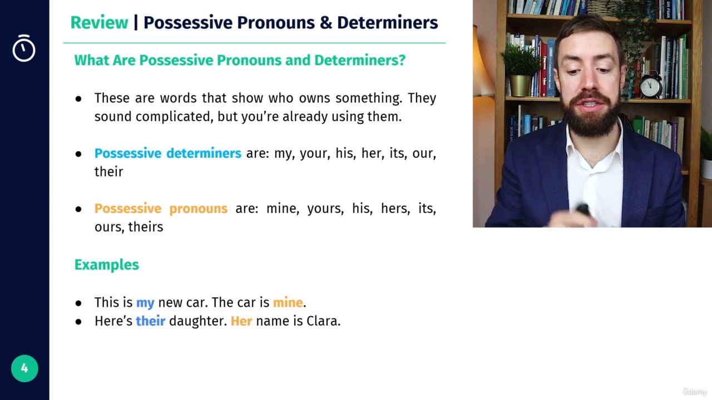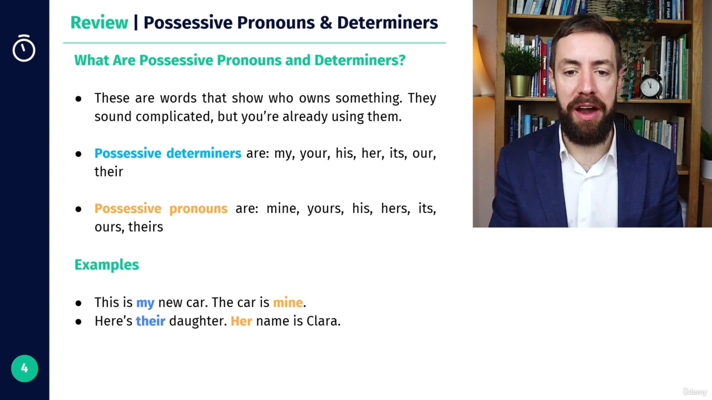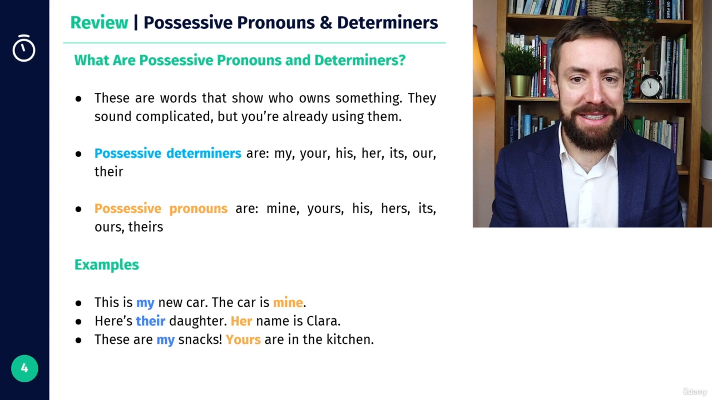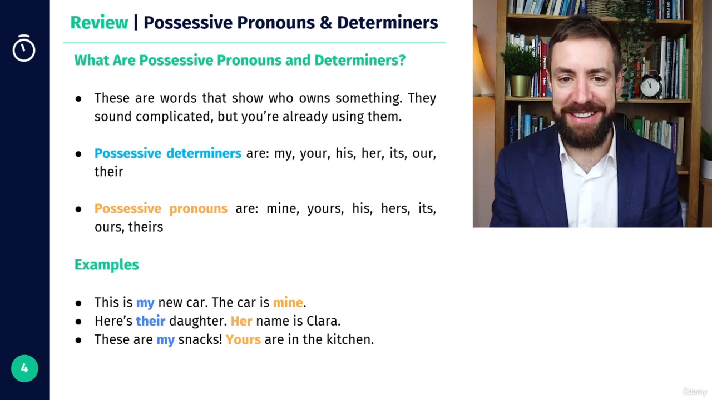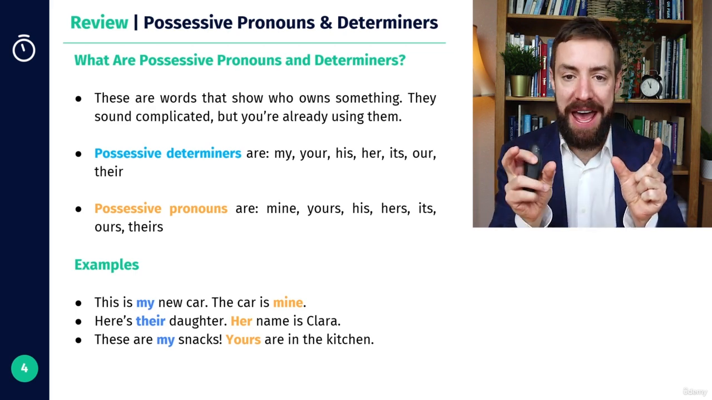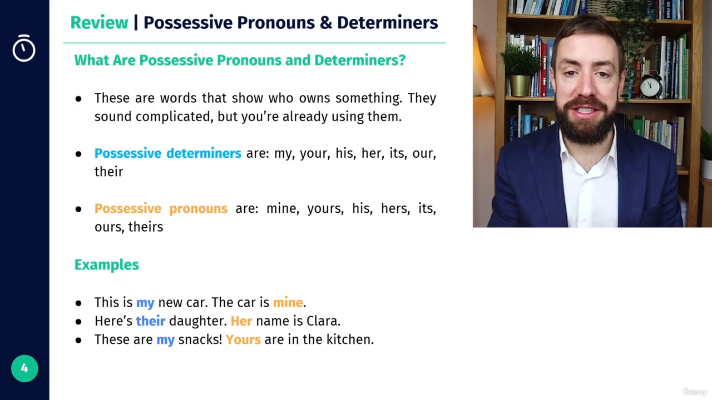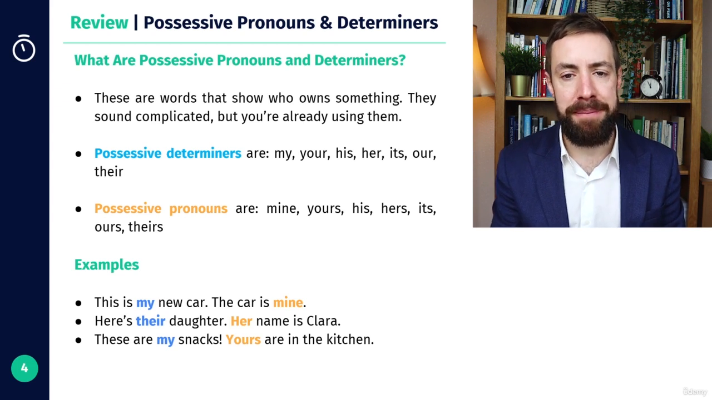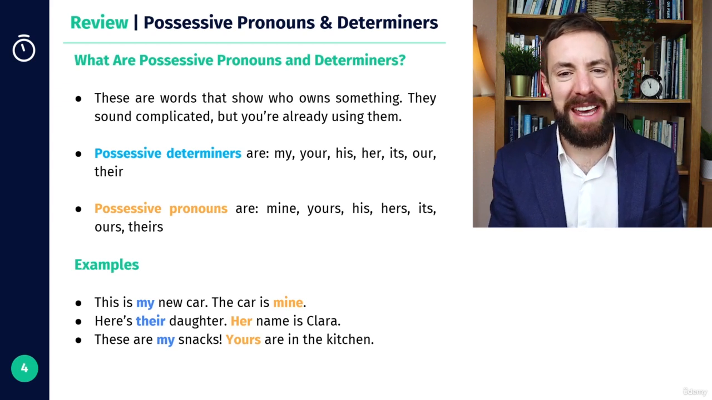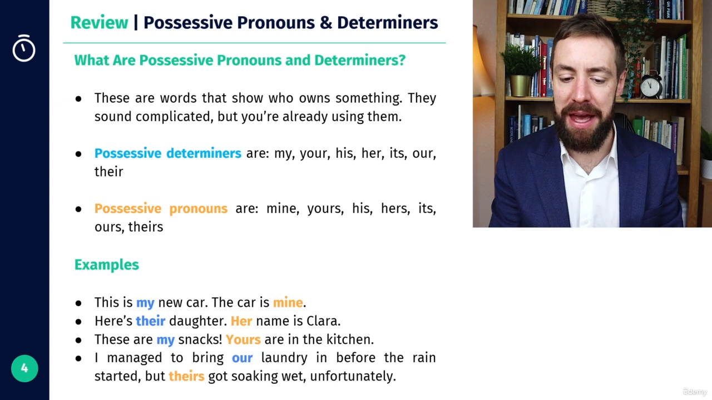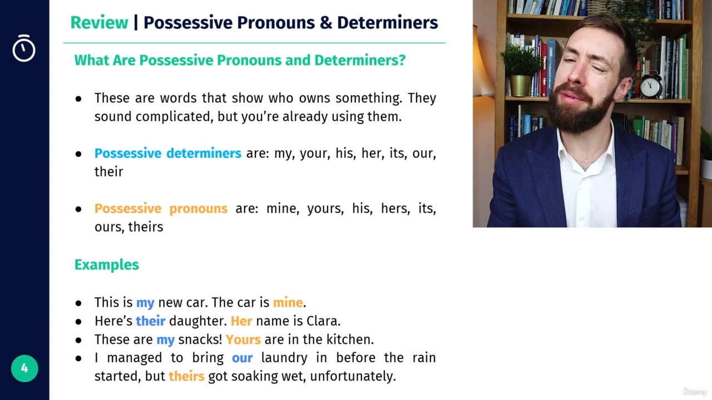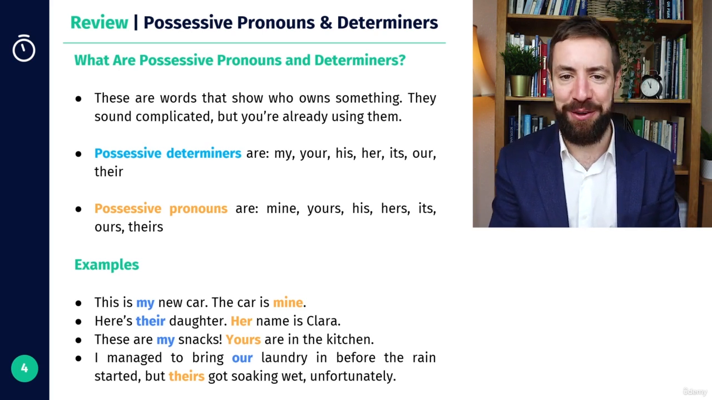Here's their daughter. Her name is Clara. These are my snacks. Yours are in the kitchen. All right. You could also say your snacks. Then it would change. Then it would be a possessive determiner. But if we want to make it even simpler, we would say yours are in the kitchen, because we already know we're talking about snacks. And I managed to bring our laundry in before the rain started, but theirs got soaking wet, unfortunately.